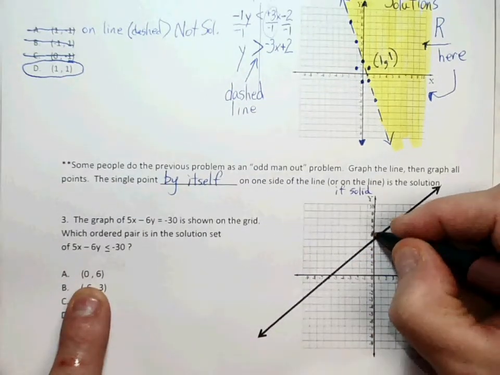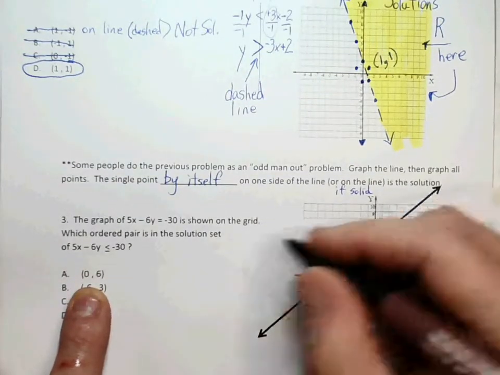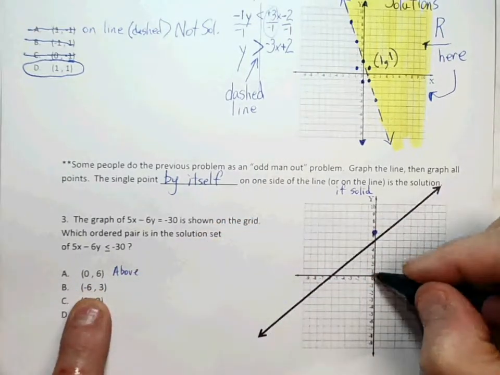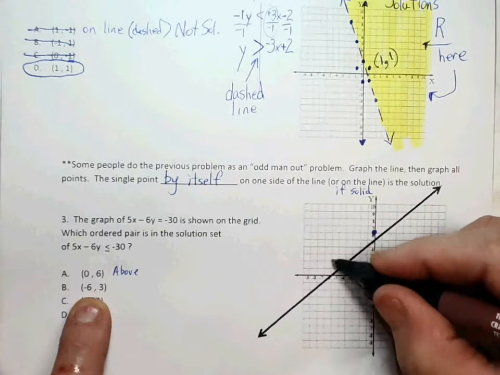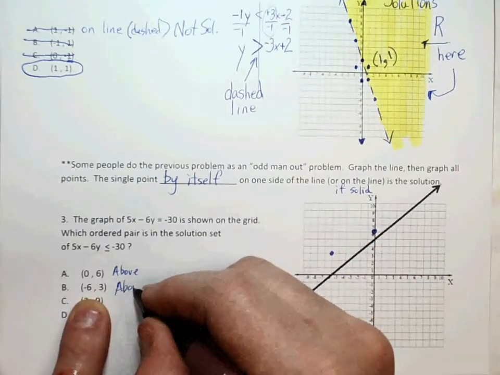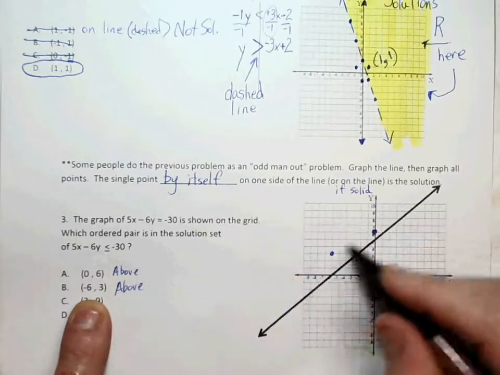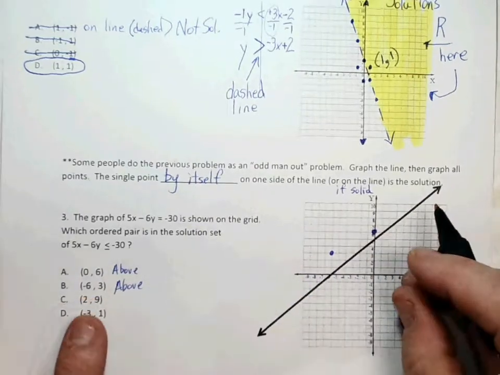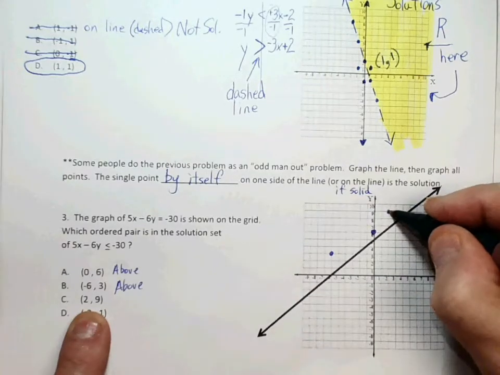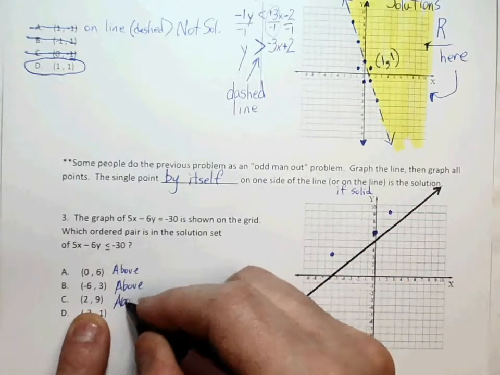0, 6. Where is that? That's above the line. Okay, great. What about the next one? Negative 6, 3. That's also above. So those two guys are together. They're not the odd man out. About 2, 9. 2, 9 is also above.